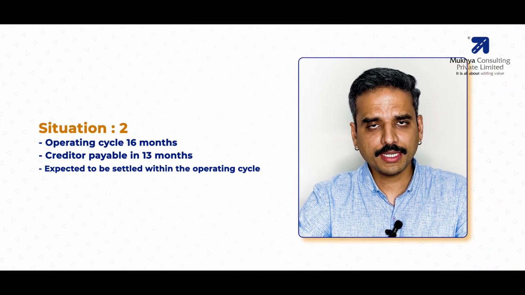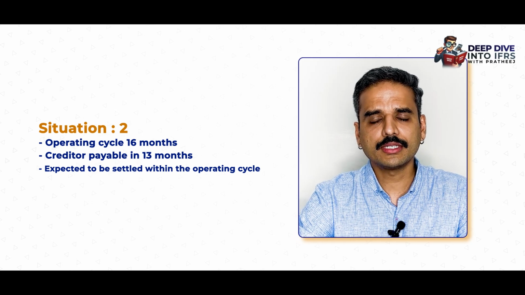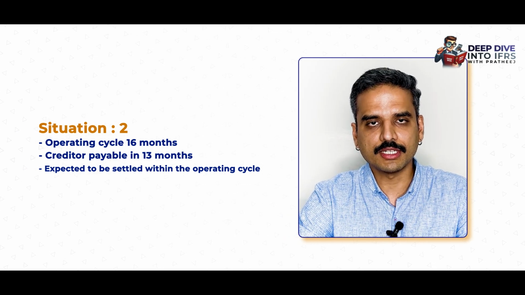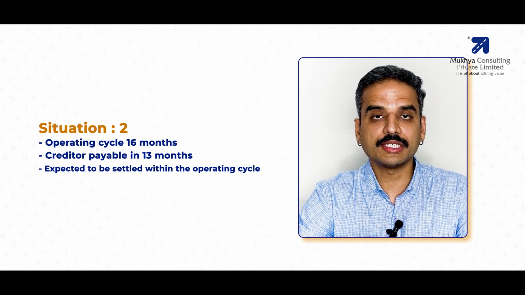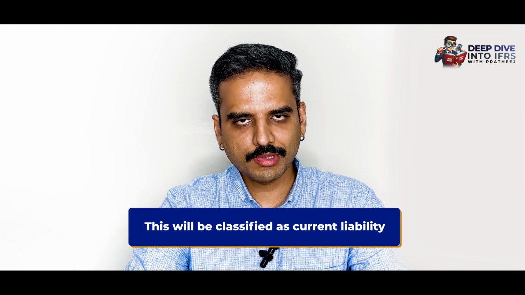Situation 2. Your operating cycle is 16 months and you have a creditor who has to be paid in 13 months and you expect to settle this creditor within your normal operating cycle, that is within 16 months. In this situation, is this creditor a current liability or a non-current liability? The creditor is a current liability only, as the entity expects to settle the creditor within its normal operating cycle.